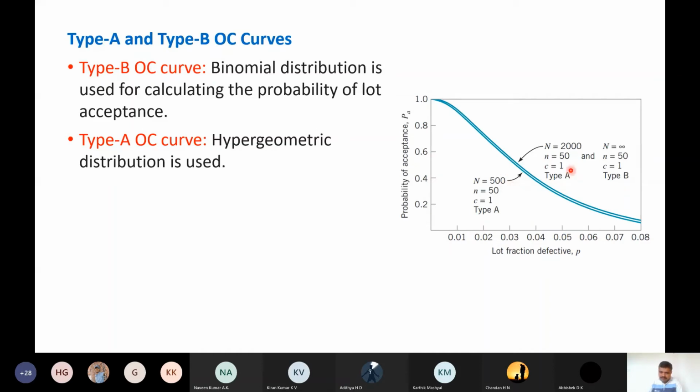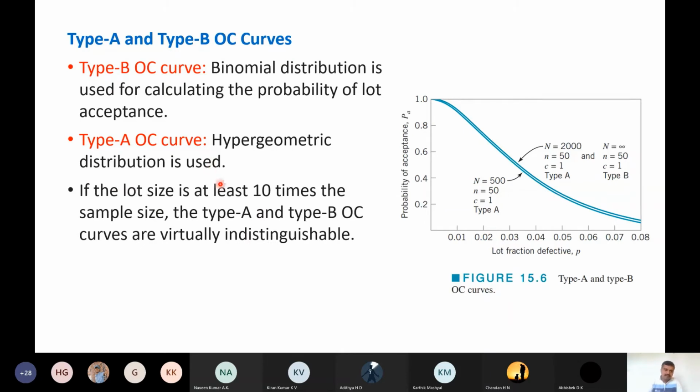Next, both the type A and type B curves may be the same in cases where the lot size is 10 times or more than the sample size. There will be no difference between the type A and type B curves. That is one more consideration. If the lot size is at least 10 times the sample size, the type A and type B OC curves are virtually indistinguishable. That means they are the same.